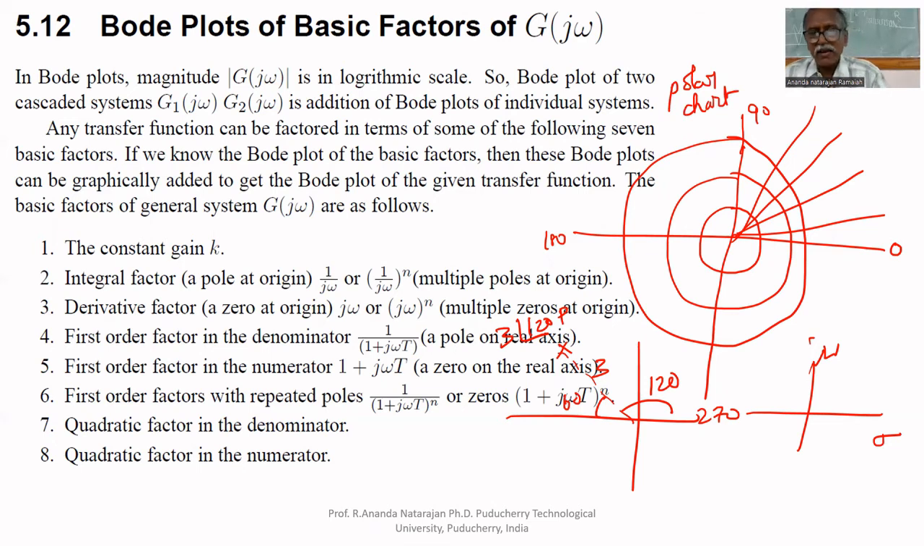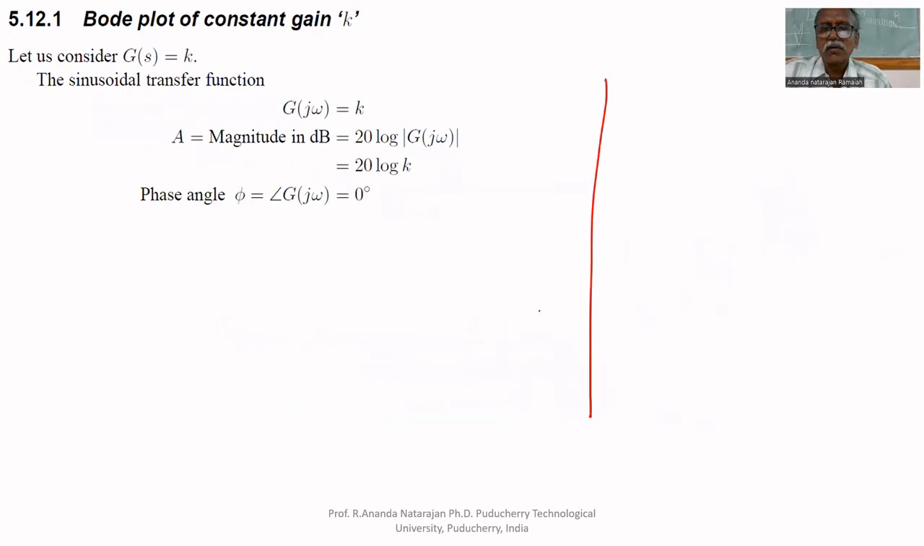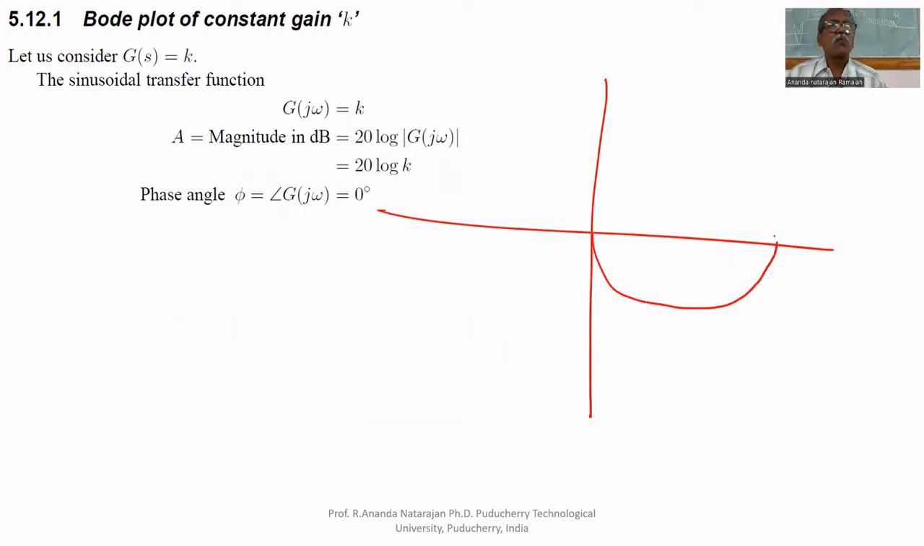Suppose you are drawing a polar plot for a first order system. You will get a plot like this. For omega equal to 0, you start here, and you end at omega equal to infinity, because we plot the frequency response from omega equal to 0 to infinity. If you vary the frequency, you will get a plot like this. This is the first order system polar plot, or Nyquist plot. We can call it polar plot or Nyquist plot.